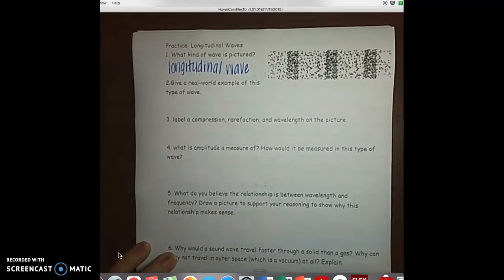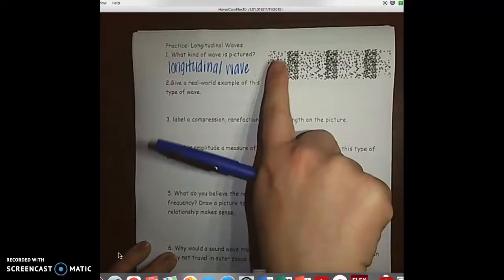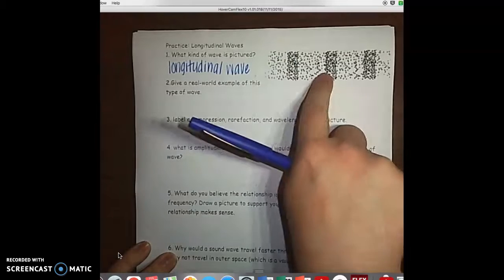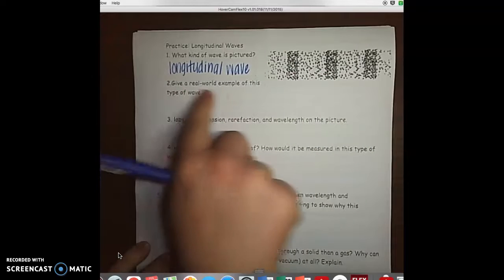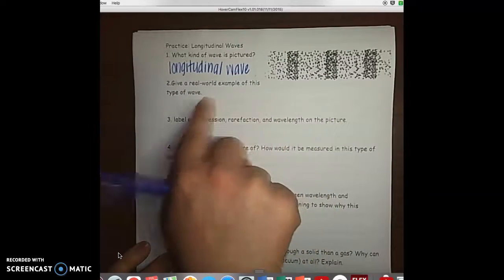So far we've learned about two different types of waves. We've learned about transverse waves, which are the up and down waves, and then we've learned about longitudinal waves, which are the side-to-side waves. Number 2 says, give 2 real-world examples of this type of wave.